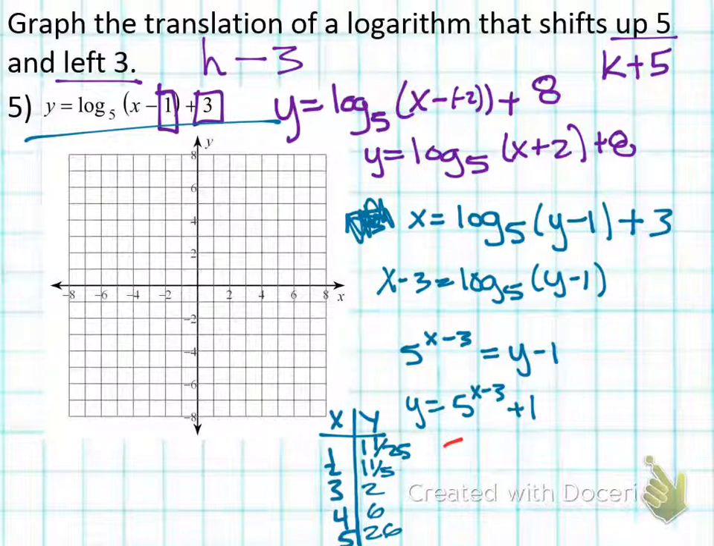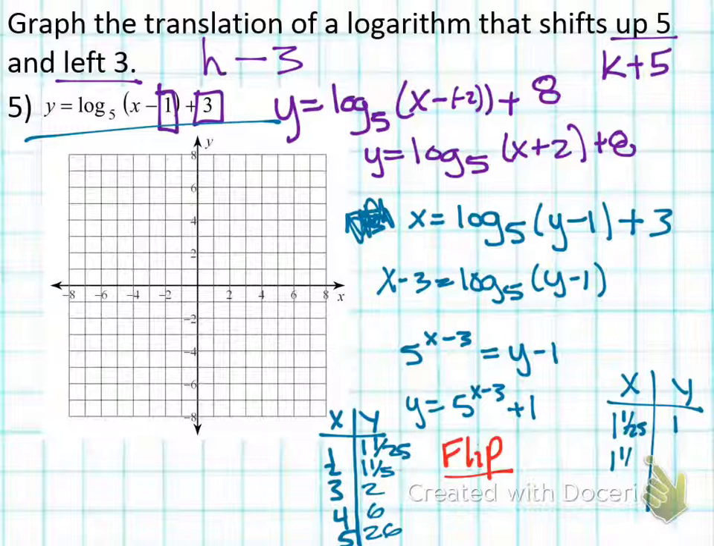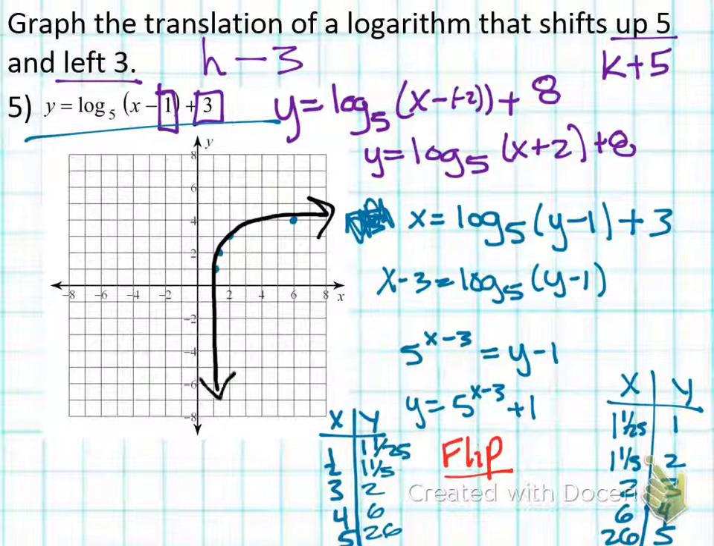Okay, I'll plot these. Oh, actually, sorry, I can't plot these points yet, this would be the exponential, so remember I have to flip the x and y values so that I go back to the log. So I create a new table here, x and y, and I'm just going to flip the values. And then I'll plot these points. So 1 and 1/25, and 1 is about here. Then 1 and 1/5, comma 2; 2, comma 3; and 6, comma 4. 26 and 5 are off the graph. That point is off the graph, so I'll just use these 4 and sketch my curve.